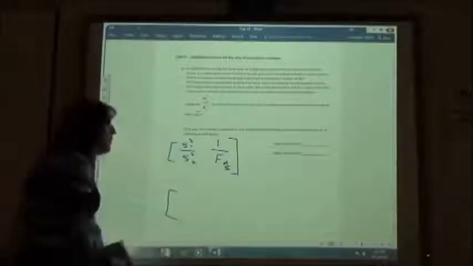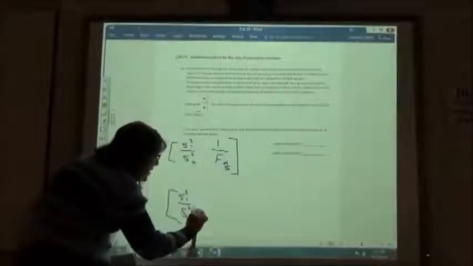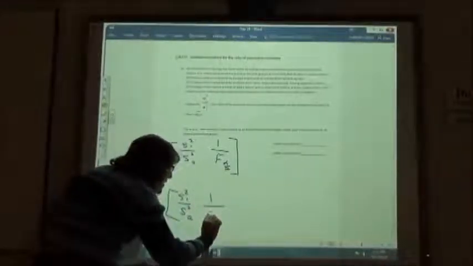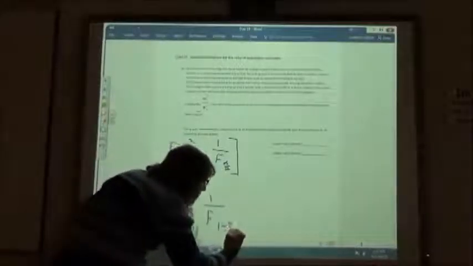To do my upper limit, the formula is going to look pretty close to the same thing. S squared sub 1 over S squared sub 2 times 1 over, and this is going to be F, and I'm going to do 1 minus alpha over 2.